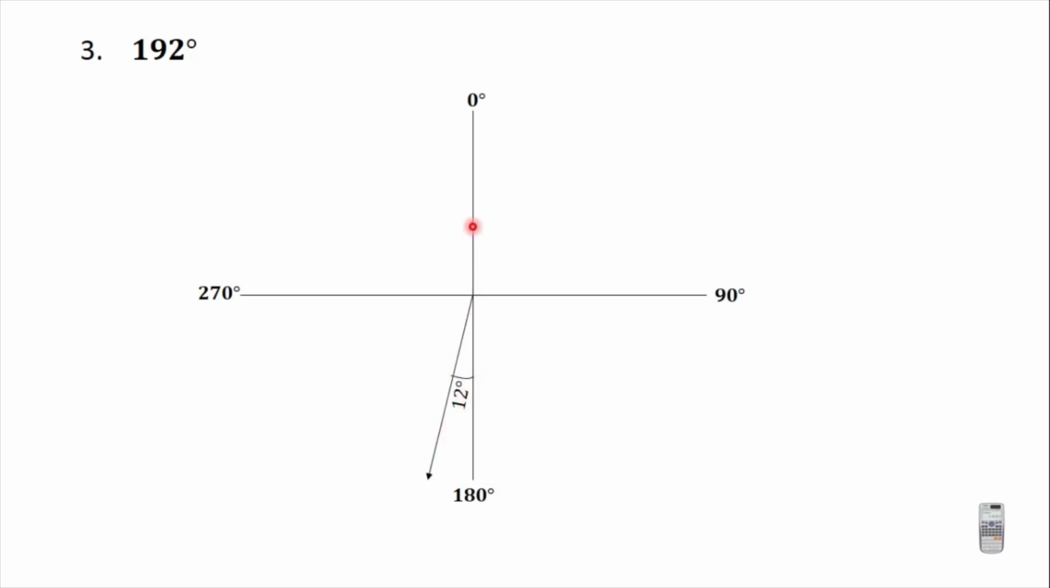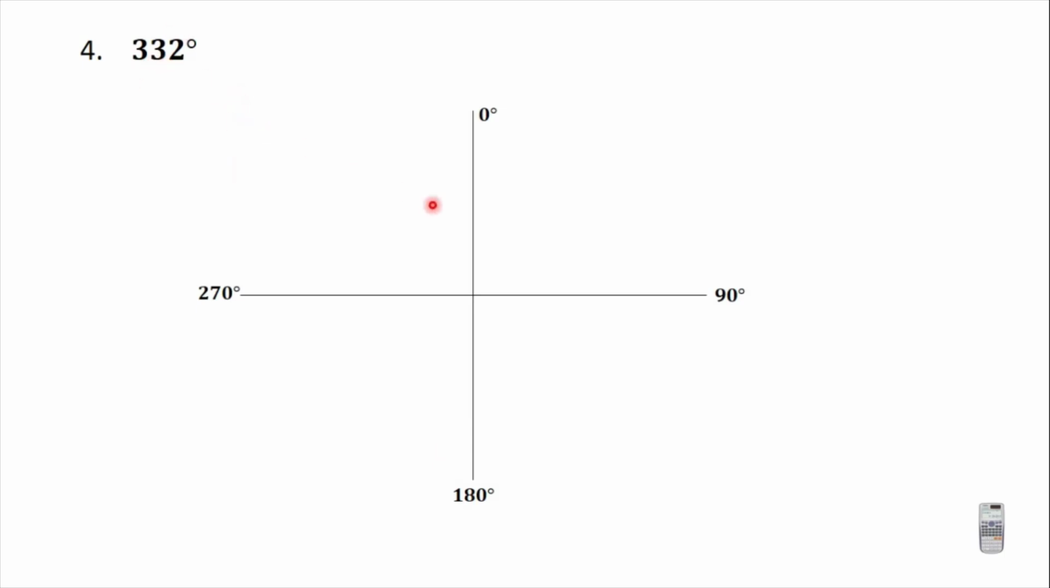So from here, when we move from 0 to 90 degrees, we have that here. From 90 degrees to 180 degrees, that will be on this line. We add 12 degrees and we now get 192 degrees to represent the bearing on this diagram. Once again, remember how we got the 12 degrees: 192 degrees minus 180 degrees. Let's move on to the next example.